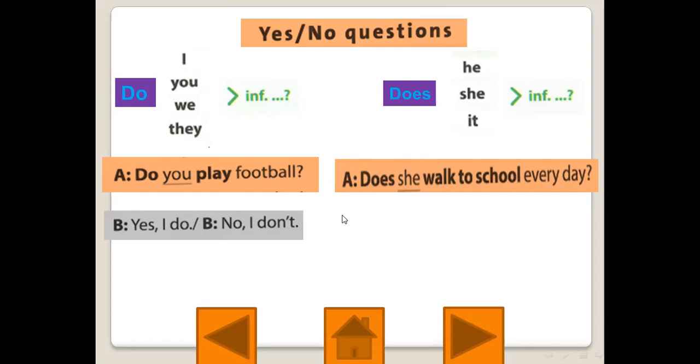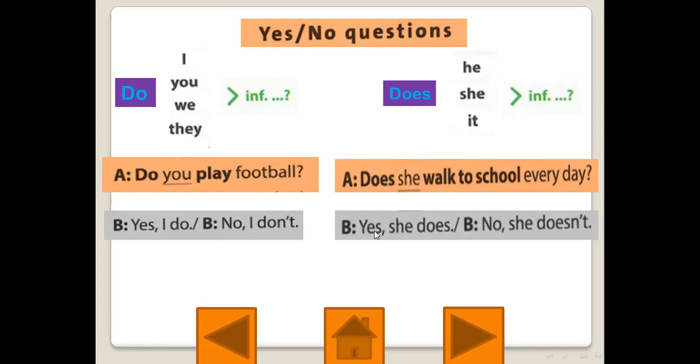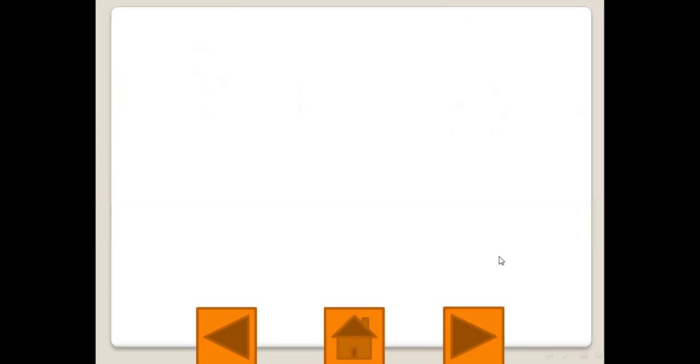If the question begins with does, you will answer yes or no. If you answer yes, the answer will be: yes, she does. But if the answer is no, you will say: no, she doesn't.